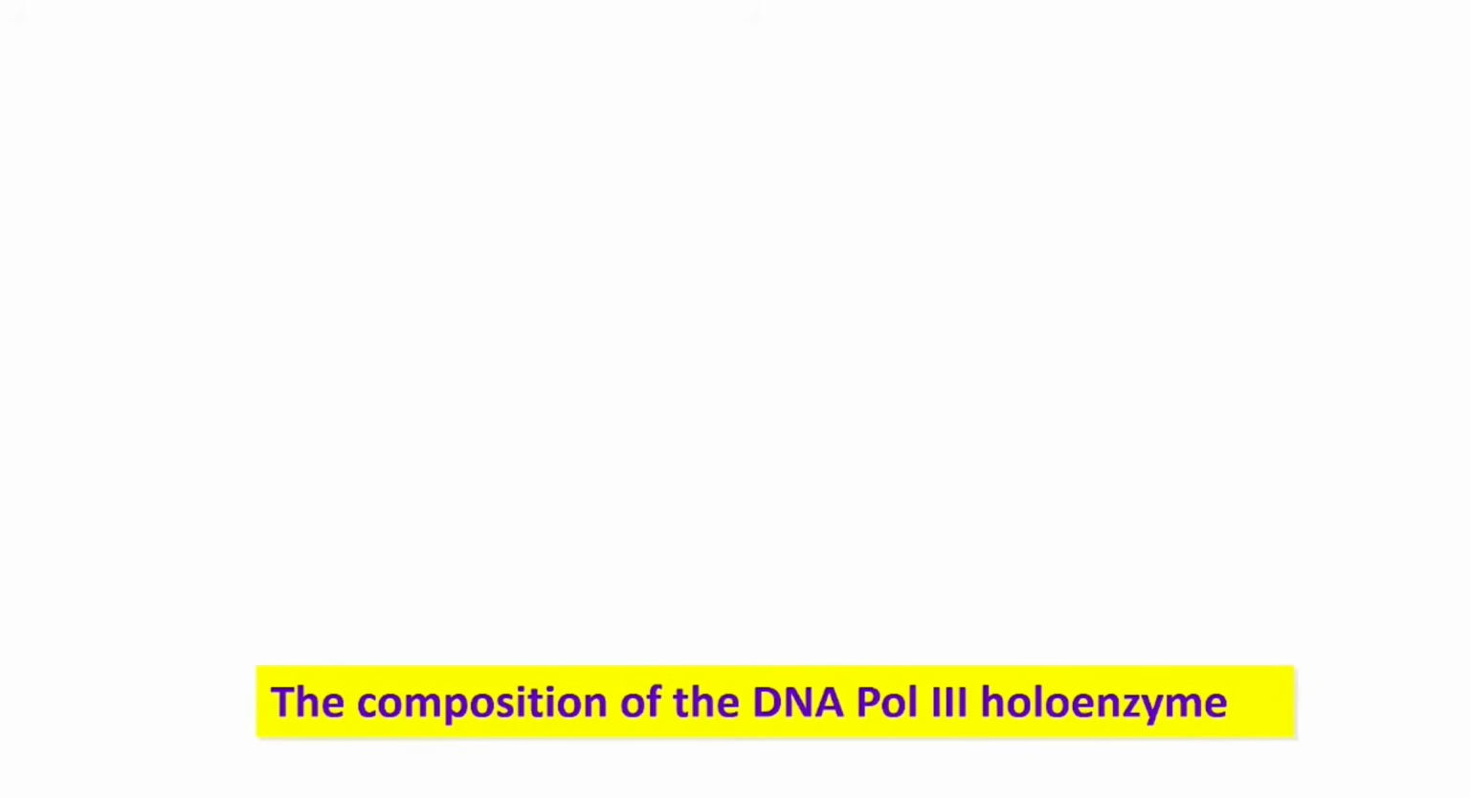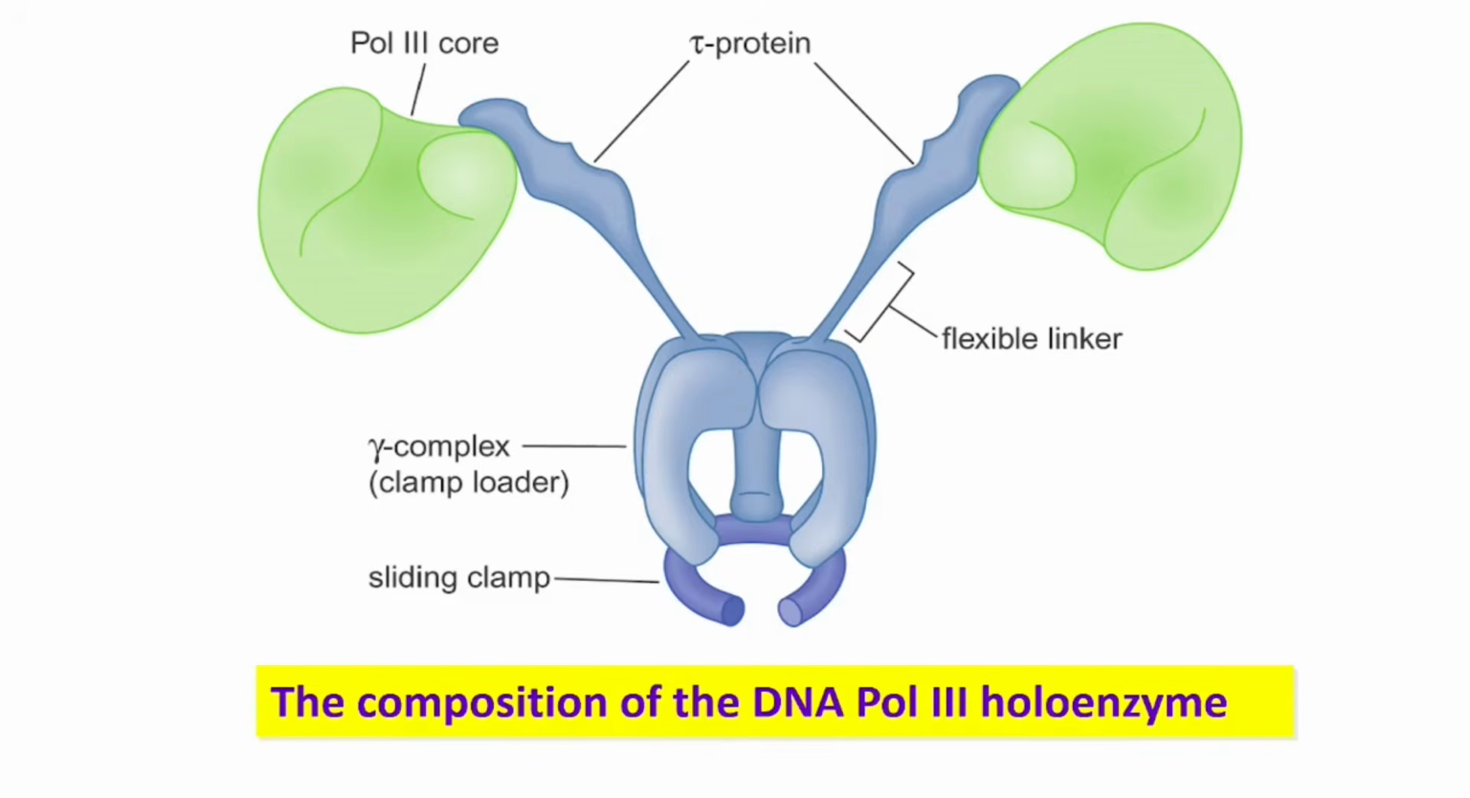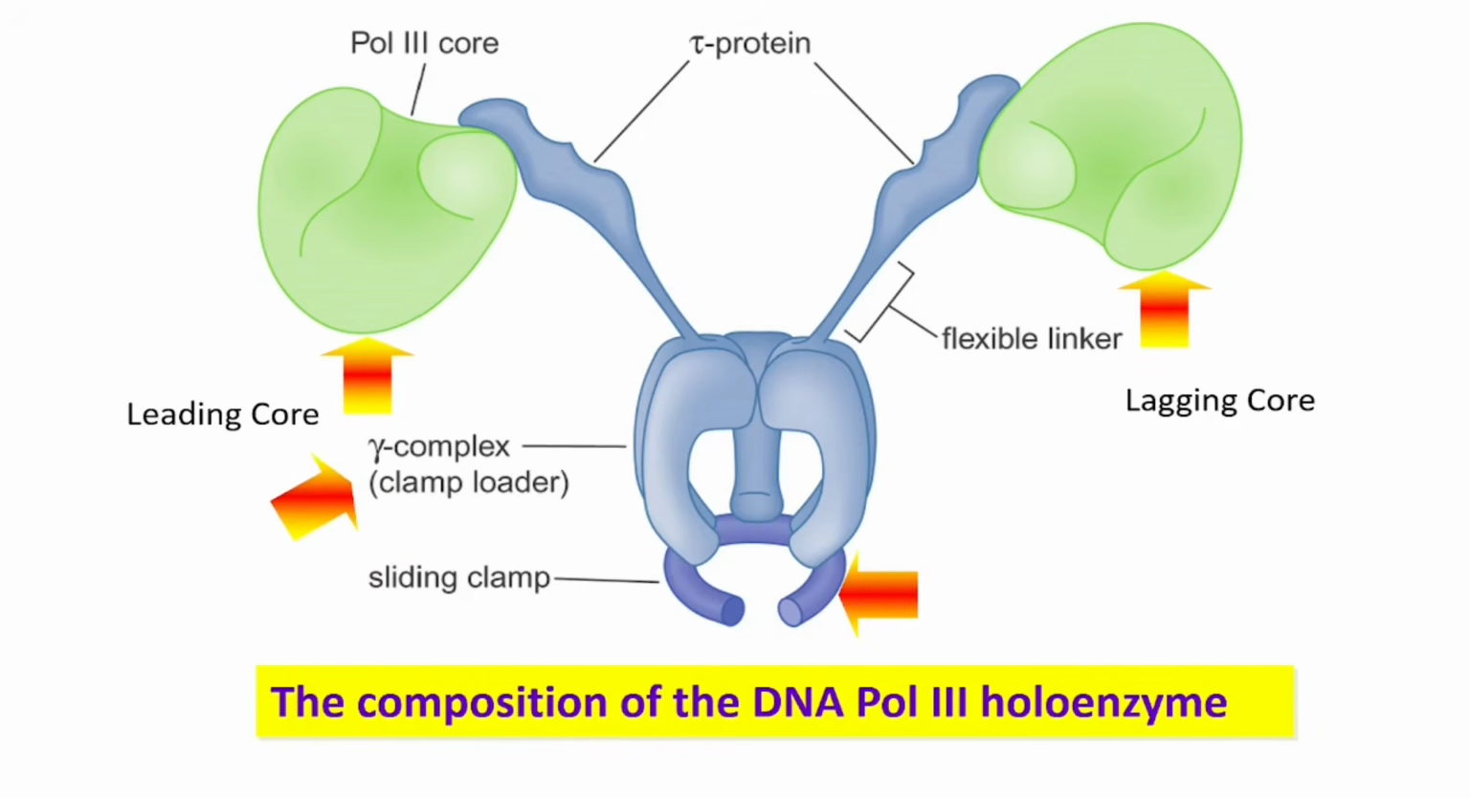Let us revise the structure and the composition of the multi-subunit enzyme DNA polymerase 3 to further understand this complex process. This is the leading core and this is the lagging core. This is the gamma complex, the clamp loader which loads the sliding clamps. The two core polymerases are dimerized by the tau dimers, and that is why these two core polymerases do not have independent existences, but they are part of one big DNA polymerase 3 holoenzyme.